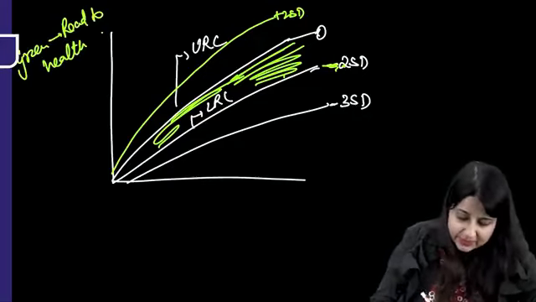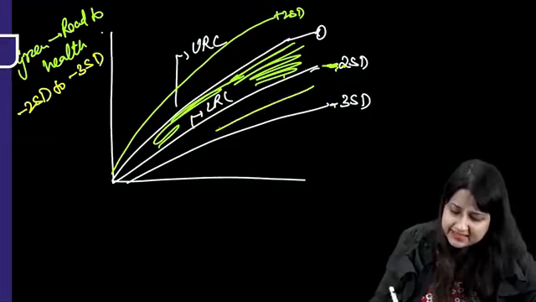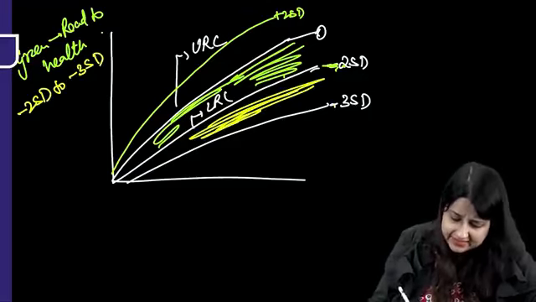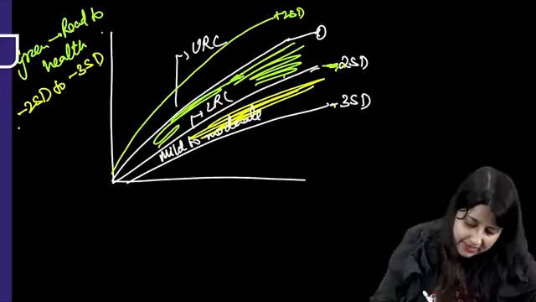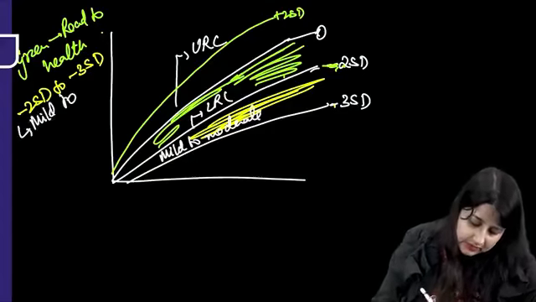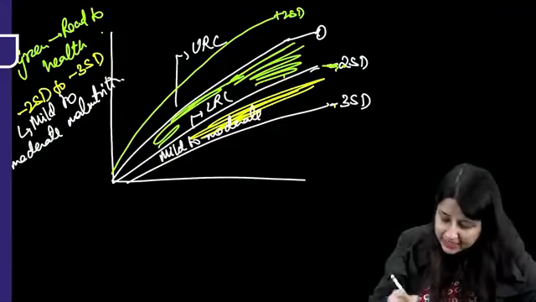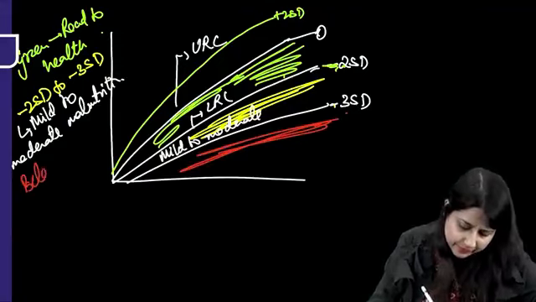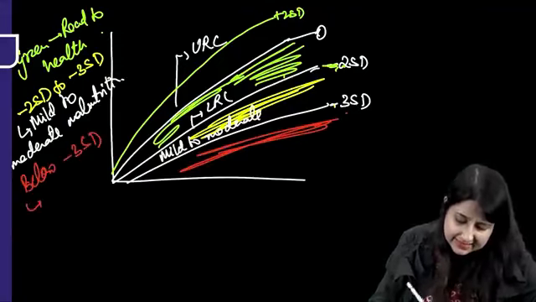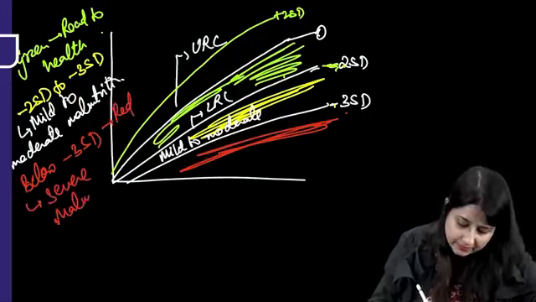But if any child is between -2 SD to -3 SD, this zone. What is this? This is nothing but mild to moderate malnutrition. And in case a child is below -3 SD, which zone is this? Red zone. So this is severe malnutrition.